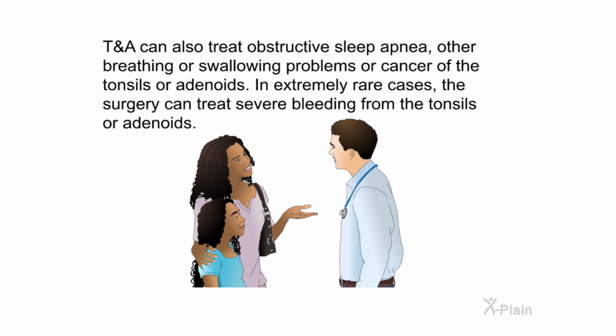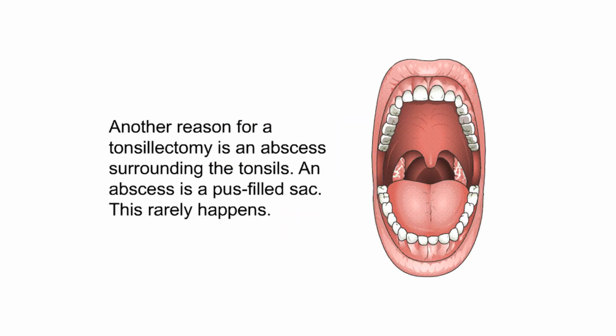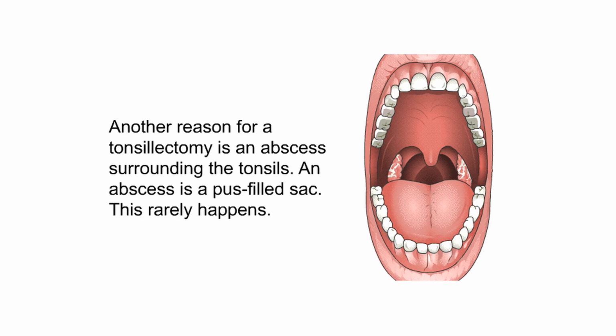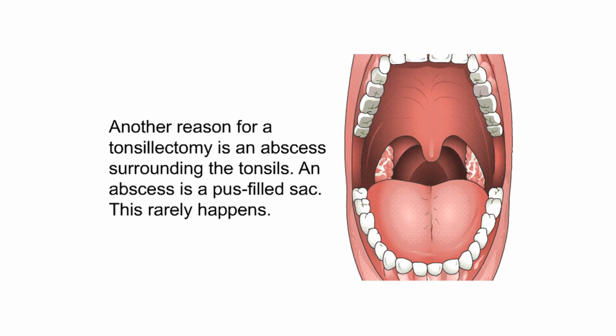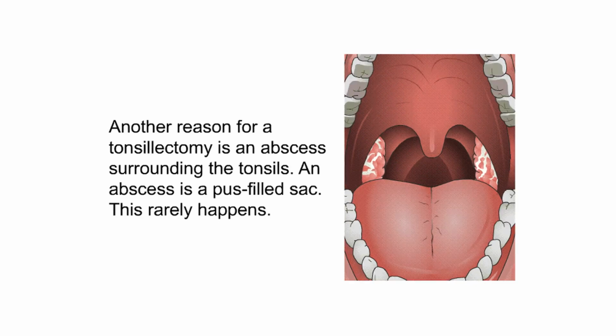T&A can also treat obstructive sleep apnea, other breathing or swallowing problems, or cancer of the tonsils or adenoids. In extremely rare cases, the surgery can treat severe bleeding from the tonsils or adenoids. Another reason for a tonsillectomy is an abscess surrounding the tonsils. An abscess is a pus-filled sac. This rarely happens.